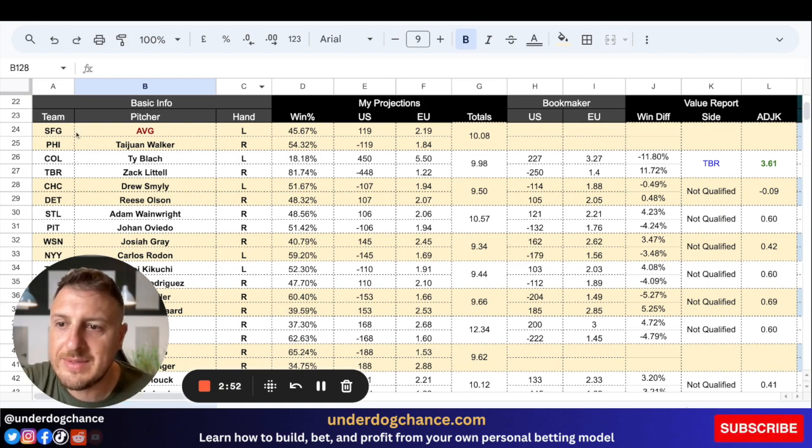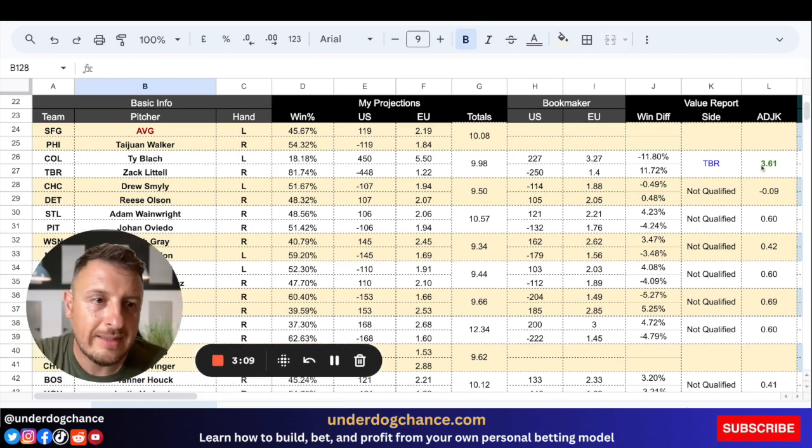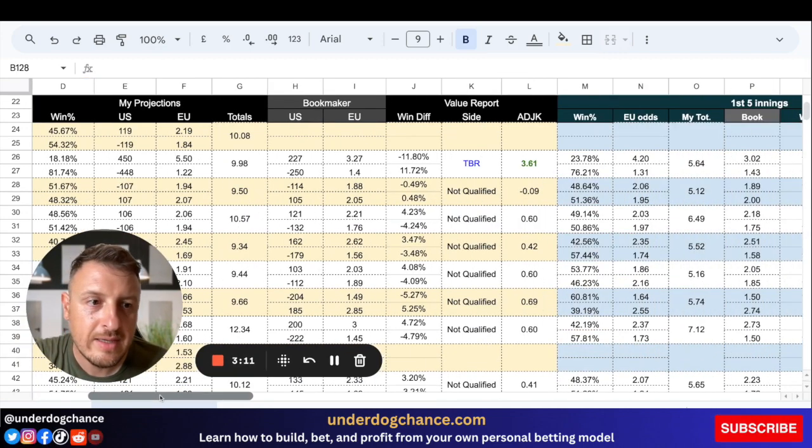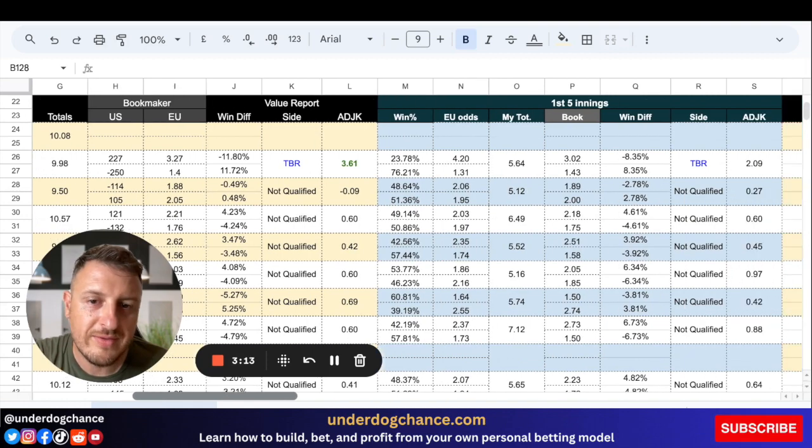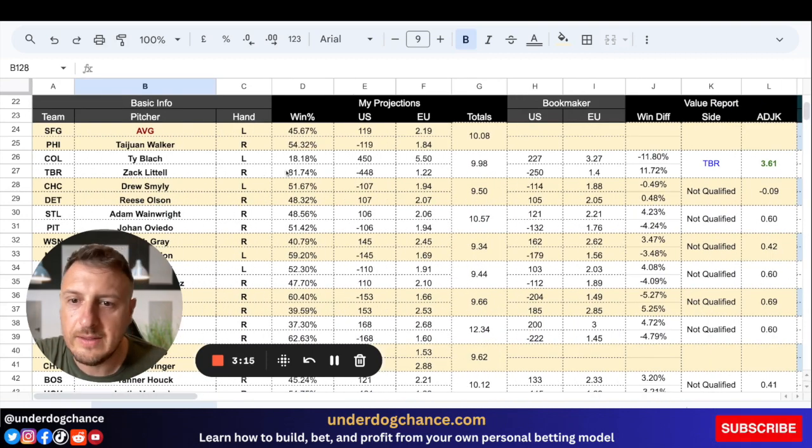The first game, San Francisco Giants against Philadelphia, I would stay away from this game because of a league average pitcher here. Colorado, Tampa Bay Rays. Based on my projections, Tampa Bay Rays should be a little bit bigger favorite, and despite smaller odds, 1.40 or minus 250, I think there is some value with Tampa Bay Rays, and also in first five innings, although I think there is a little bit bigger value with full game money line.